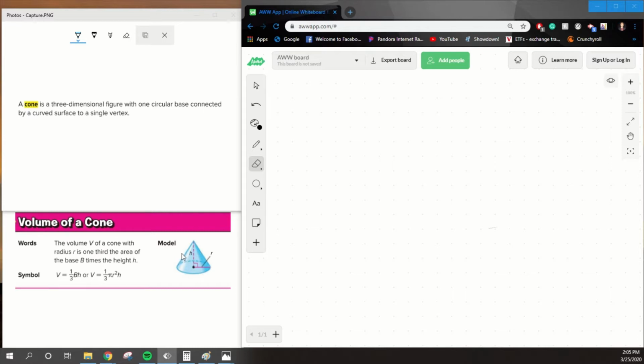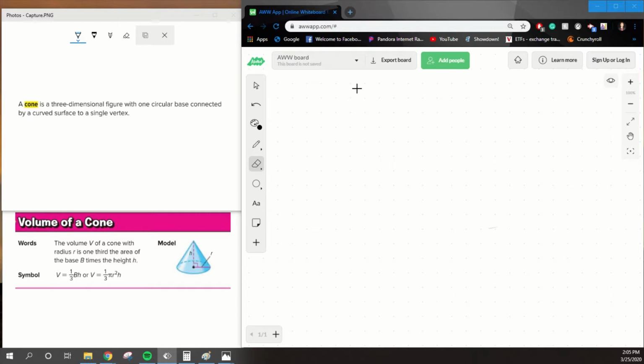Well, the volume of a cone with a radius r is 1/3 the area of the base, which is our circle, times the height, which is how tall it is. So 1/3 the base times height. Well, we know the base is a circle. And again, the area of a circle is pi r squared. So if I do pi r squared times the height, I know that I get a cylinder. But we don't have a cylinder. We have a cone. So we multiply it by 1/3 or divide it by 3.